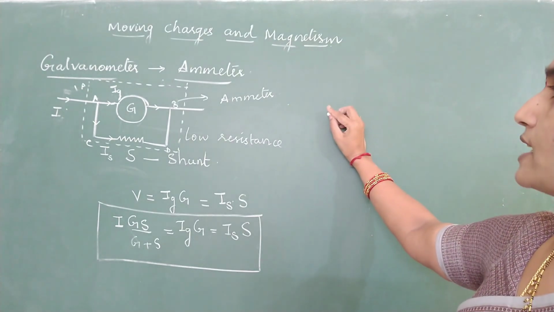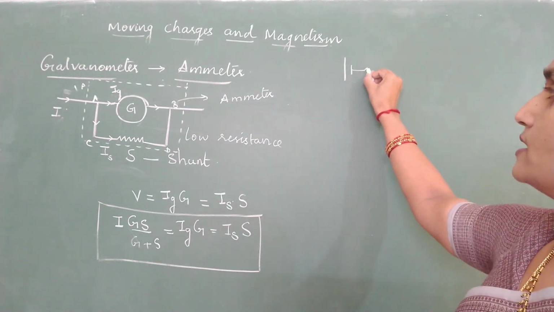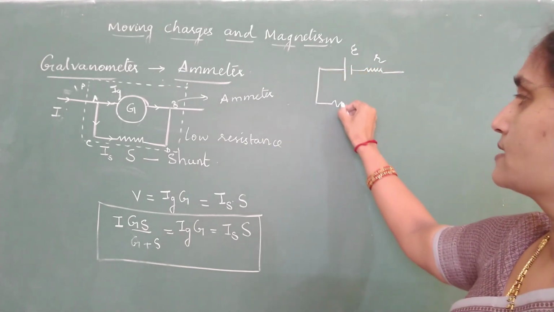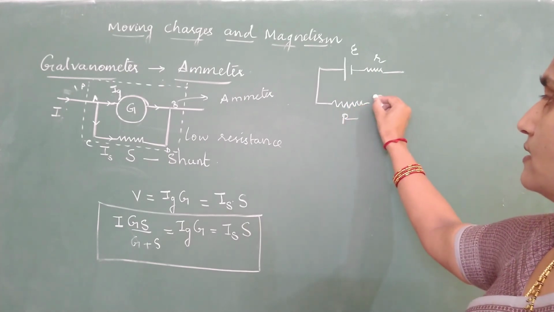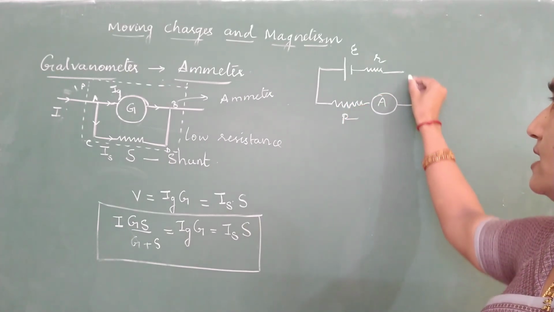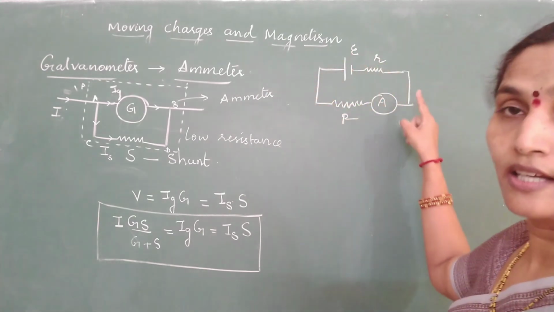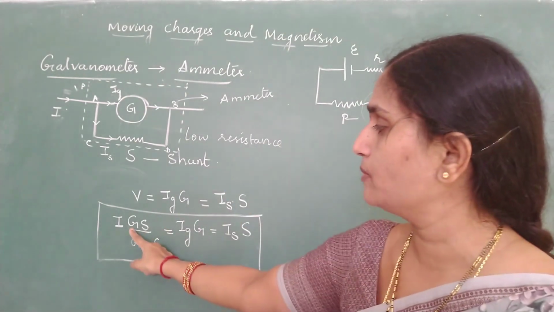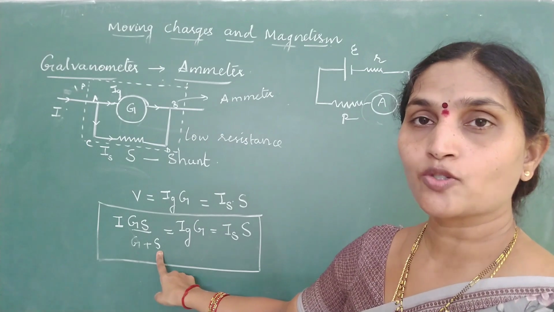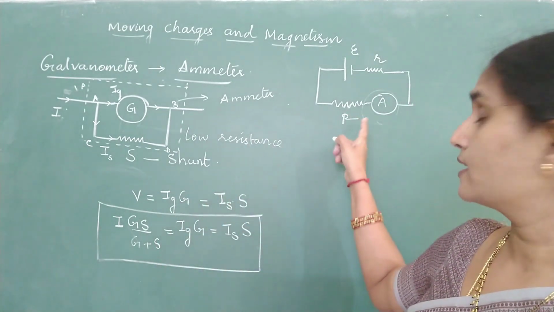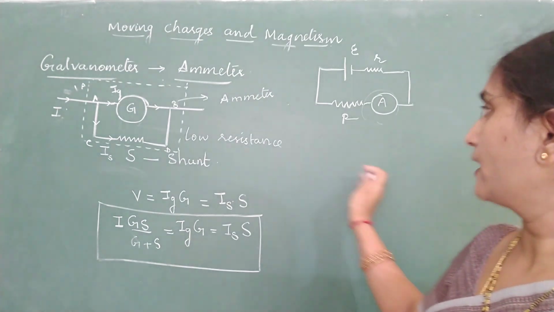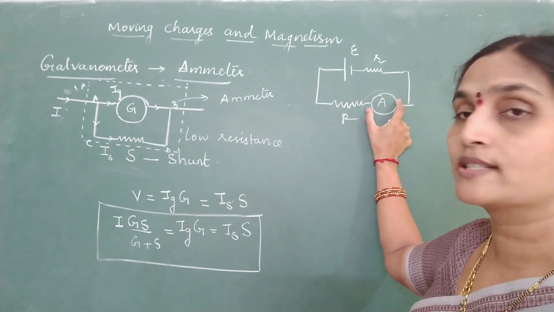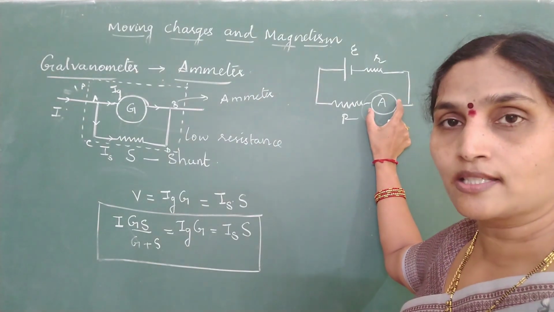And remember, an ammeter is always connected in series in external circuits. Say suppose I have taken one EMF with internal resistance and this is an external resistor. You have to always connect an ammeter in series to measure the current in it. Therefore, what is the total resistance of the ammeter? Gs by G plus S should be very, very low, so that it does not disturb your existing circuit. Adding this ammeter should not add a very large resistance to the circuit. So the total resistance of the ammeter should be as low as possible.